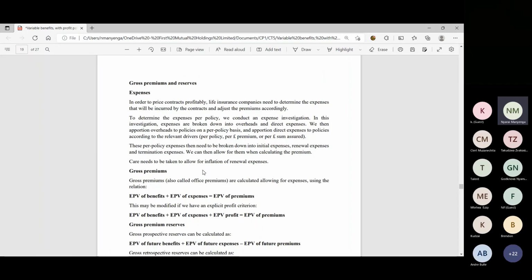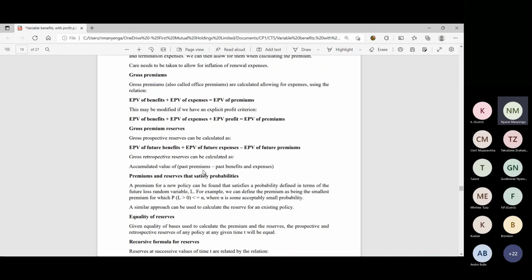I think you also saw that in the example that we did just now, where the expenses were broken down into initial, renewal, and termination expenses. So these will need to be allowed for when you are calculating your premium. And also at times in questions, they might say that expenses, for example the renewal expenses, increase with inflation. So you'd need to allow for inflation when you are calculating the expected present value of these renewal expenses, sometimes in a given question.